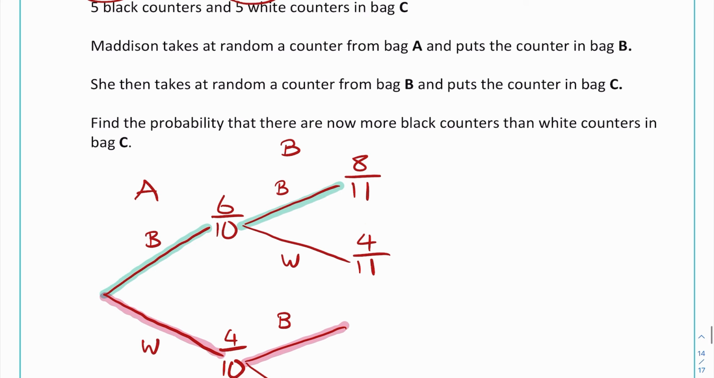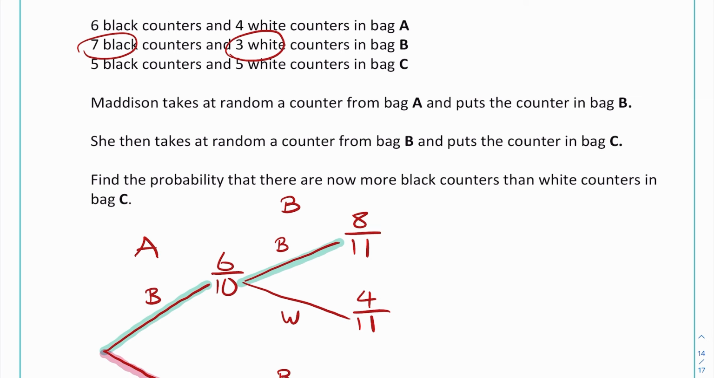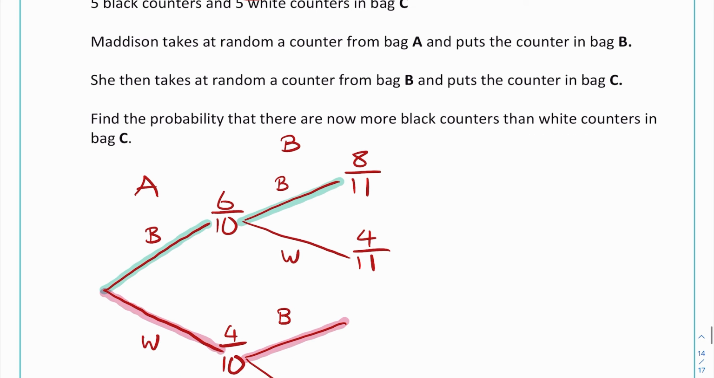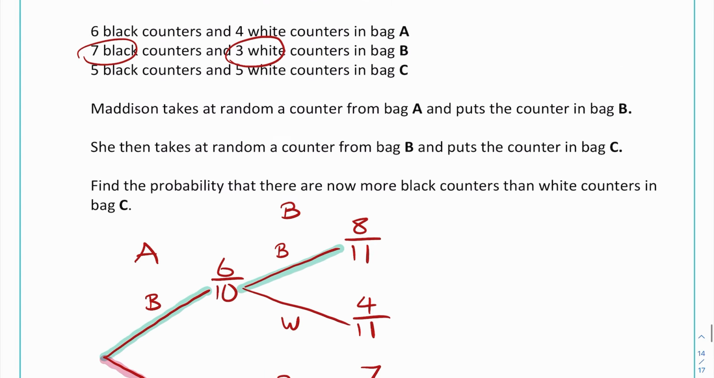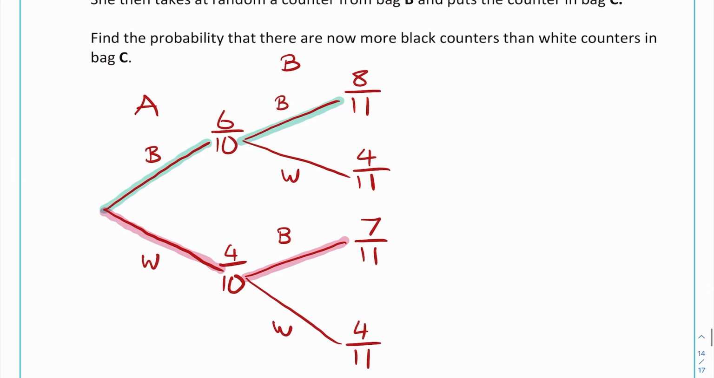If you took a white counter out of bag A, then a white counter would be added to those 3 white counters that are in there at the moment. But in terms of black, the black counters wouldn't change. There were 7 black counters in bag B. So there'd be 7 black counters, but there's going to be 11 there now because a white one has been added in. The white counters wouldn't be 3 in bag B, they'd be 4, as we were taking a white counter out of bag A. So that'd be 4 over 11.